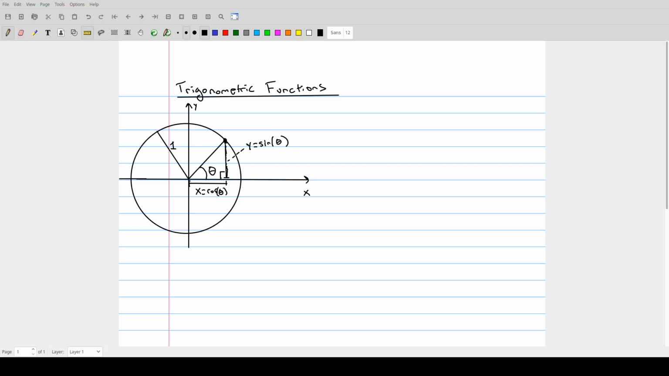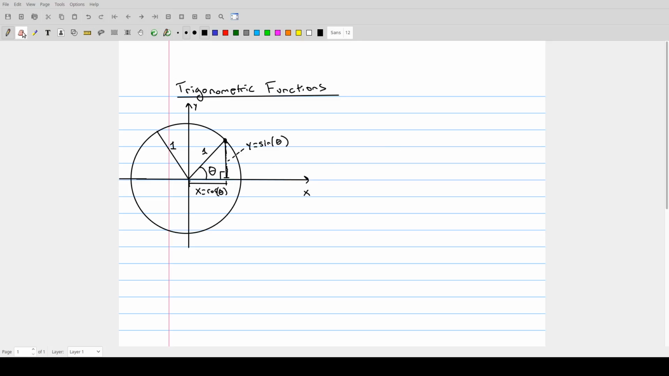Now what's nice about this picture is that we have a right triangle here. So this is all based on essentially a right triangle on the unit circle. Remember, the hypotenuse of this right triangle is 1, because it's the unit circle. And then we say that the width of this triangle is cosine of theta, and the height is sine of theta. So that defines exactly what the relationship is for the unit circle.